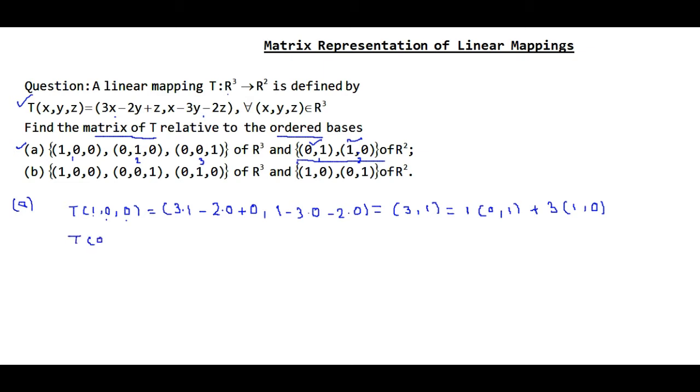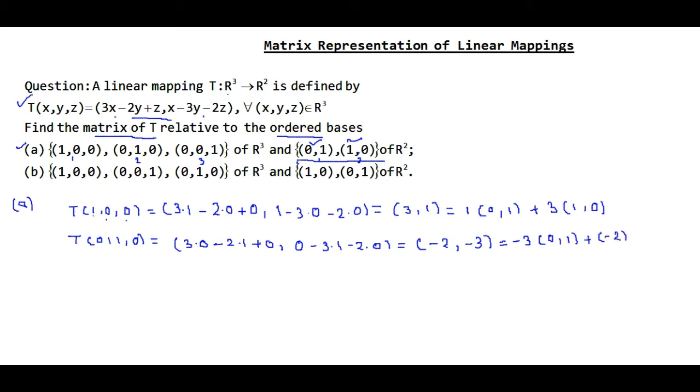Next we are going to represent the second vector of the basis of R3, so we write T(0, 1, 0). Here x is 0, y is 1, z is 0. Putting the values in this formula, we get 3 into 0 minus 2 into 1 plus 0, comma 0 minus 3 into 1 minus 2 into 0. So we get (-2, -3). Again we express -2 and -3 as a combination of the two vectors (0, 1) and (1, 0). So we get basically -3 (0, 1) plus -2 (1, 0).